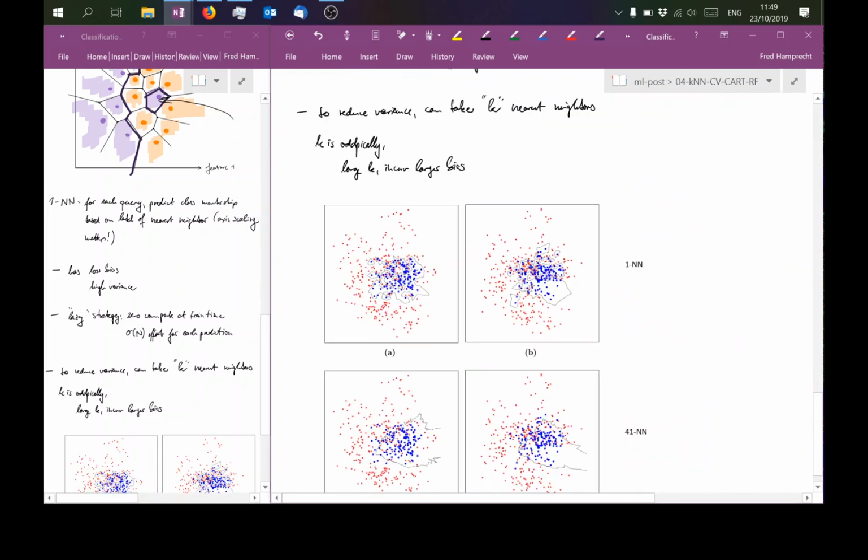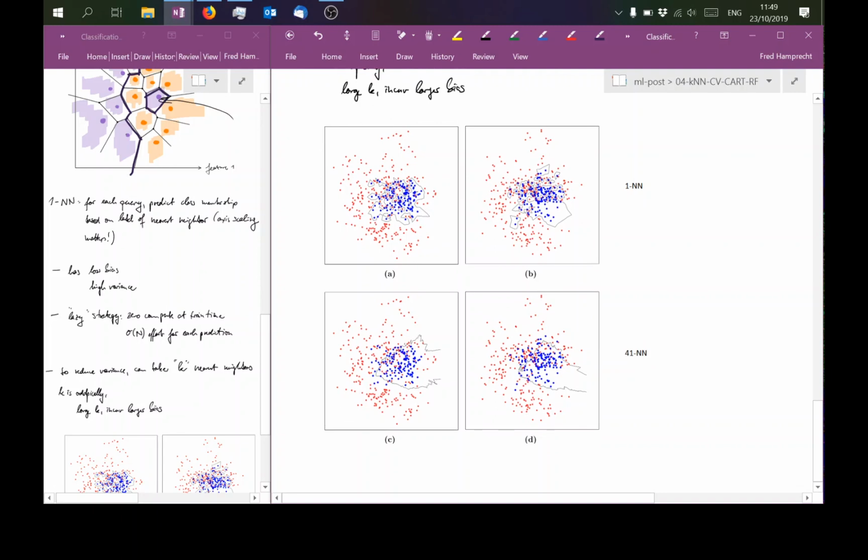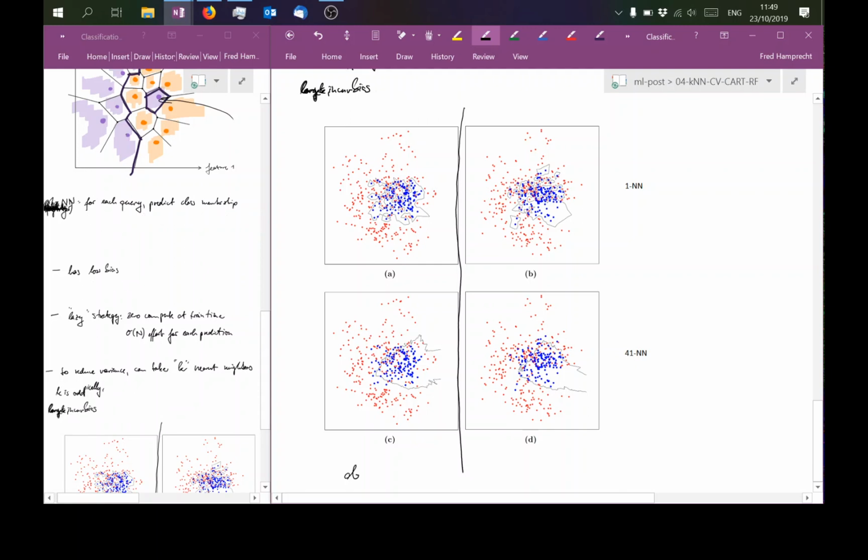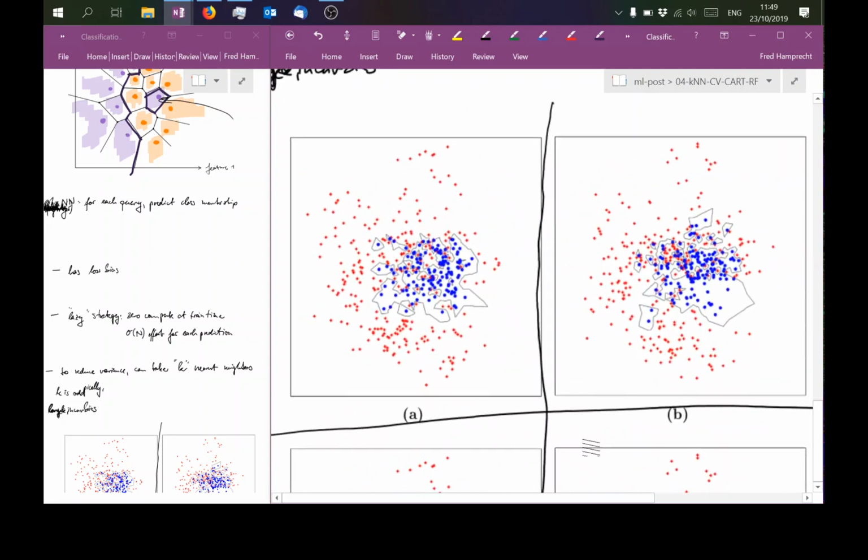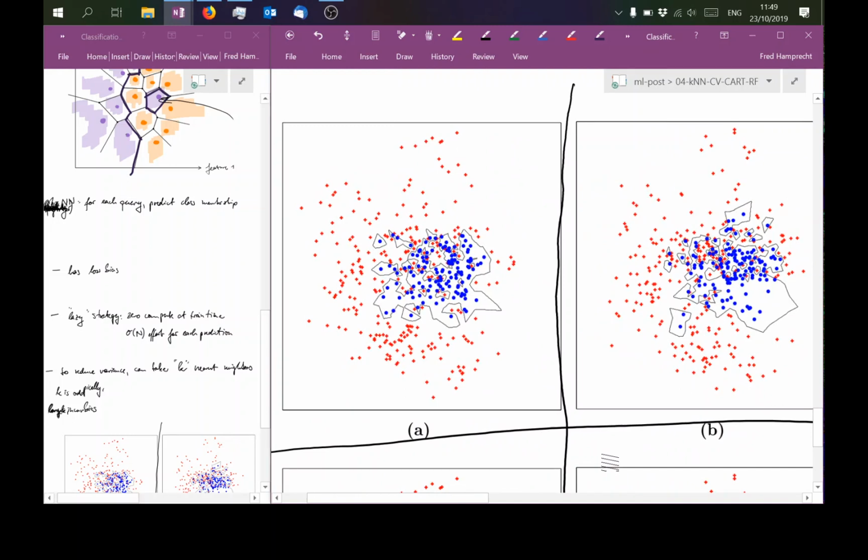So here, in this example, I have two data sets sampled from the same underlying distribution. On the left is training set 1, and on the right is data set 2. In the top row, as you can see, I've done a 1 nearest neighbor classification. In the bottom row, I have computed a 41 nearest neighbor classifier. Let's look at these in a little more detail.